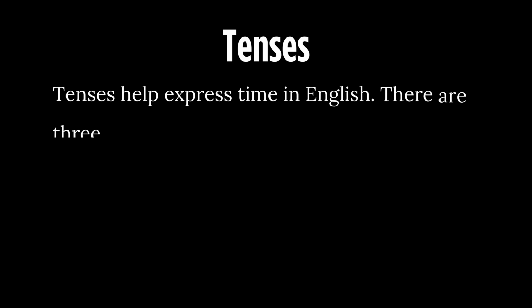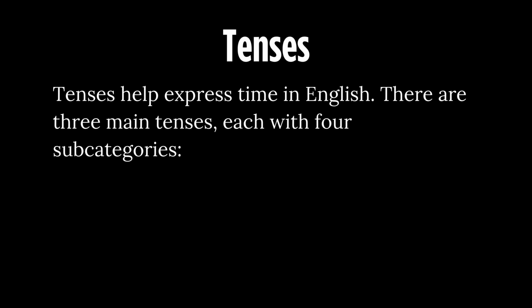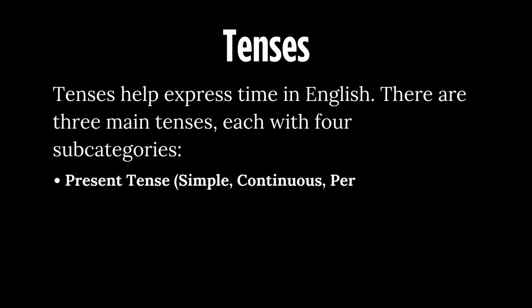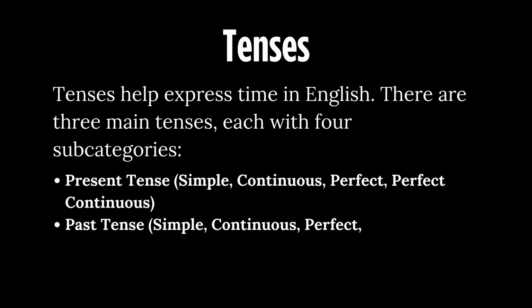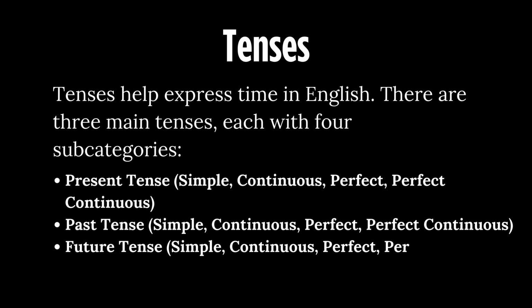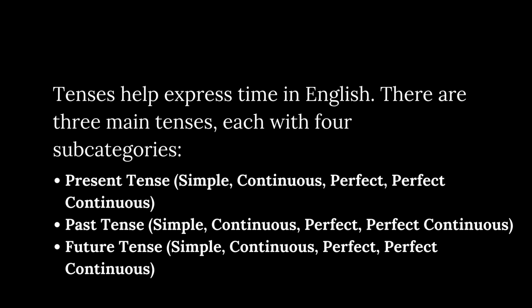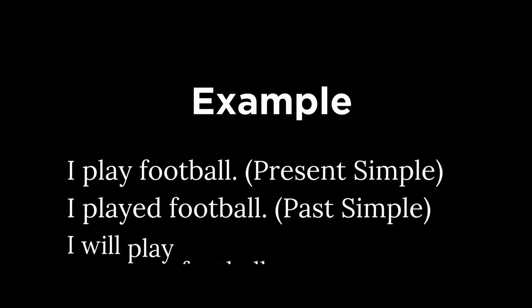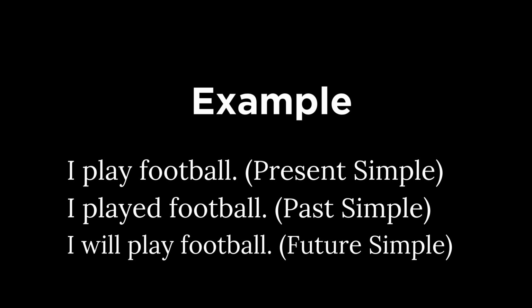Tenses help express time in English. There are three main tenses, each with four subcategories: present tense (simple, continuous, perfect, perfect continuous), past tense (simple, continuous, perfect, perfect continuous), and future tense (simple, continuous, perfect, perfect continuous). Example: I play football, present simple. I played football, past simple. I will play football, future simple.